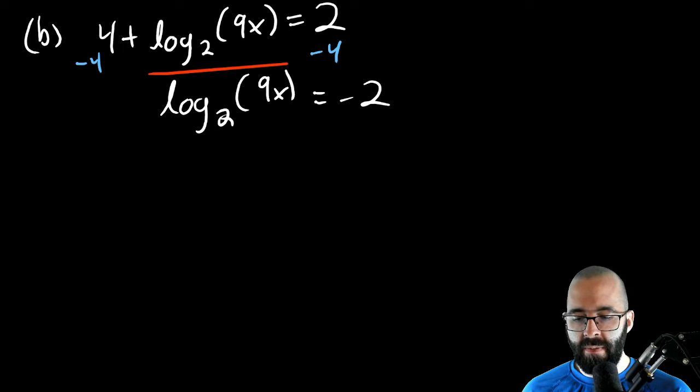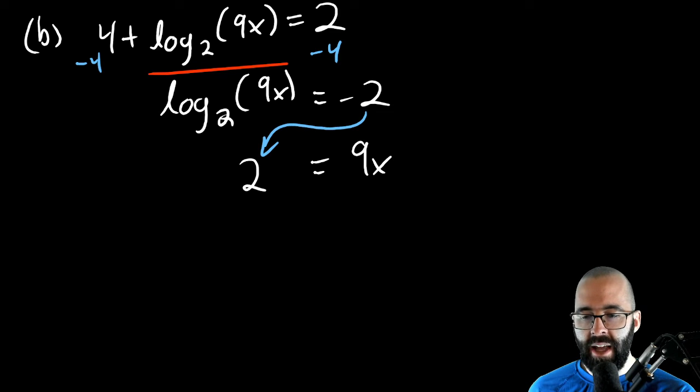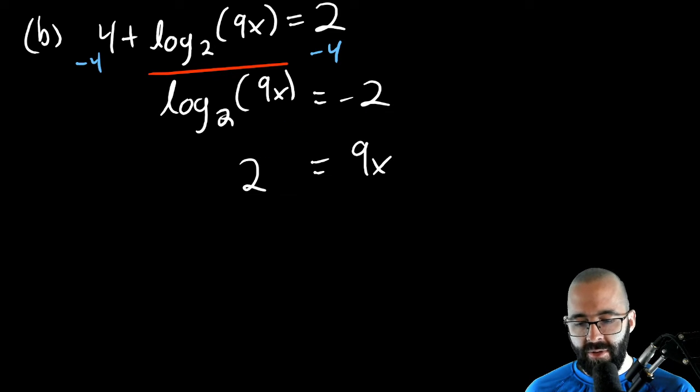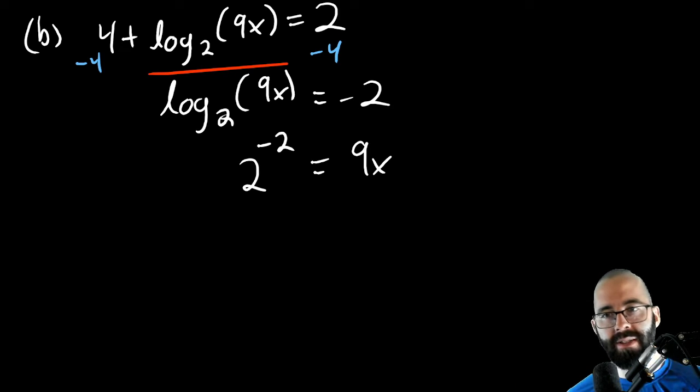Convert it to exponential form. Base of the logarithm, base of the exponential. Input of the logarithm becomes the output. Output of the logarithm becomes the input of the exponential. That's what inverse functions are all about. Inverse functions are all about switching the inputs and the outputs.